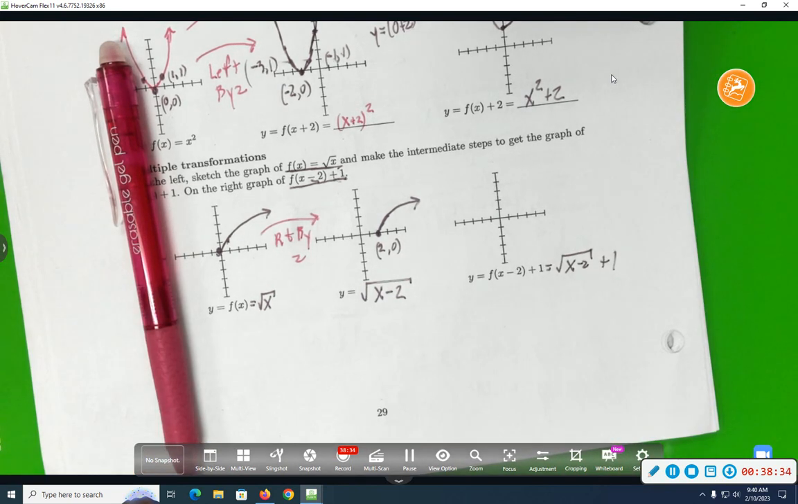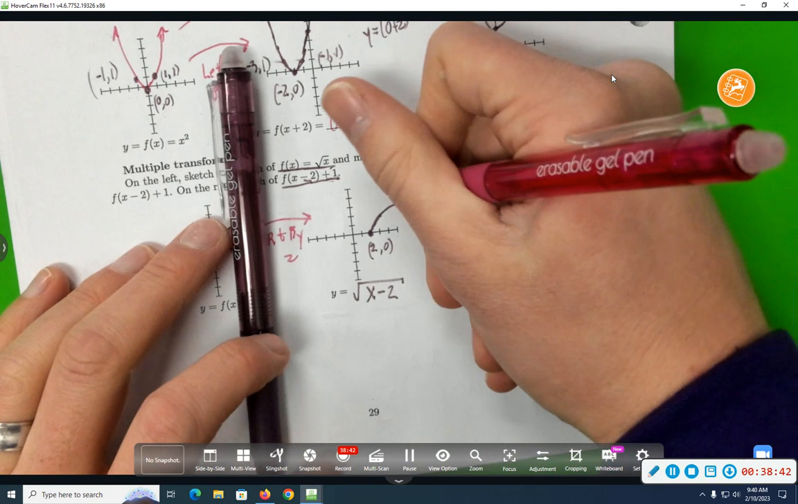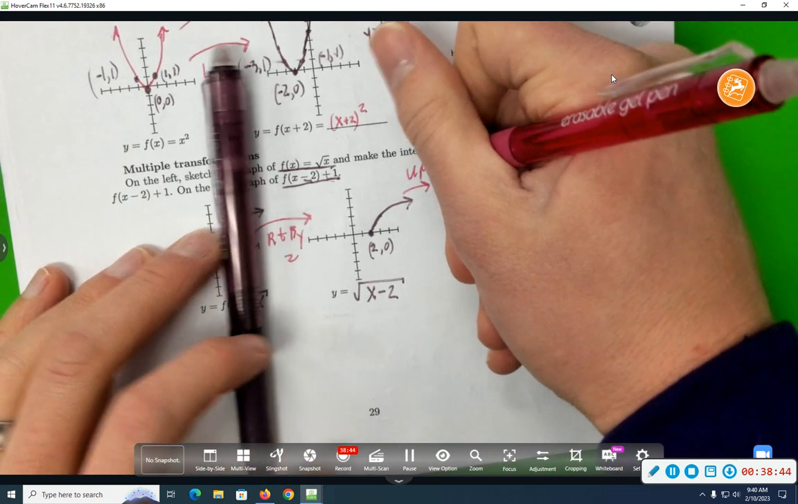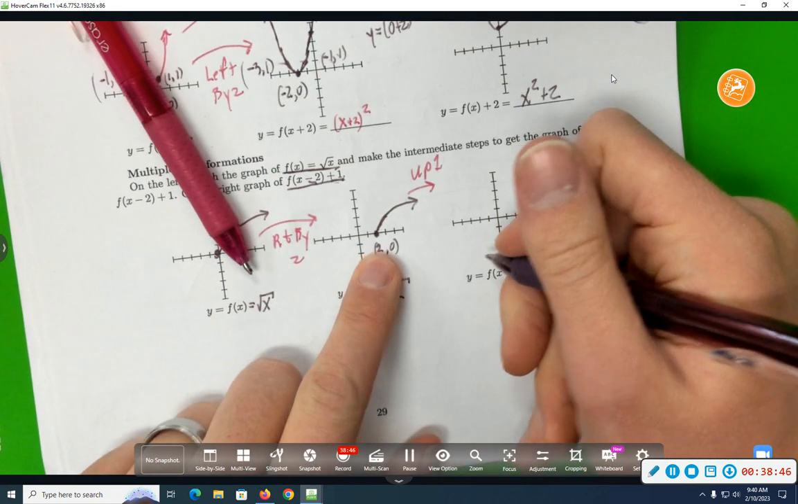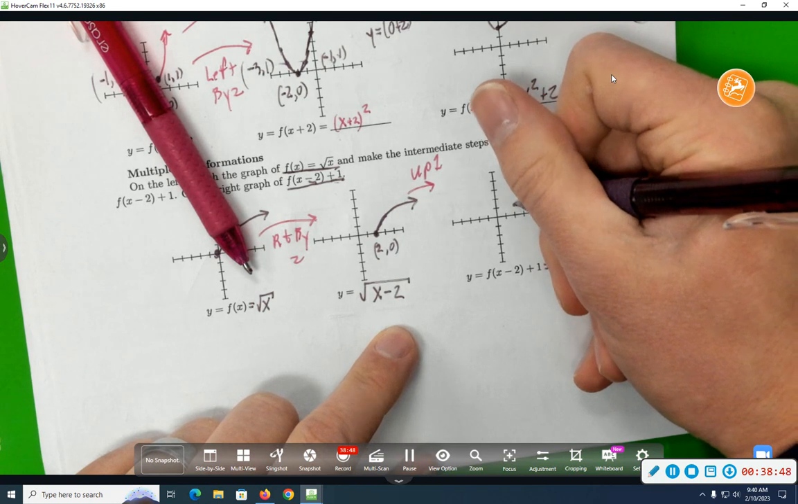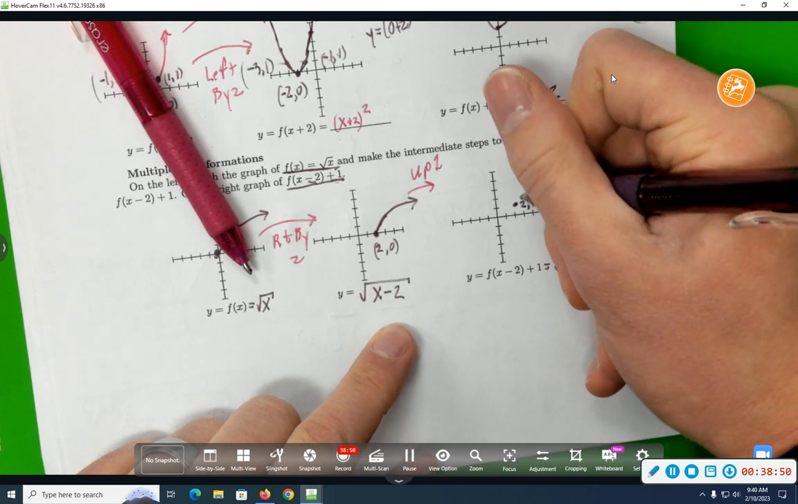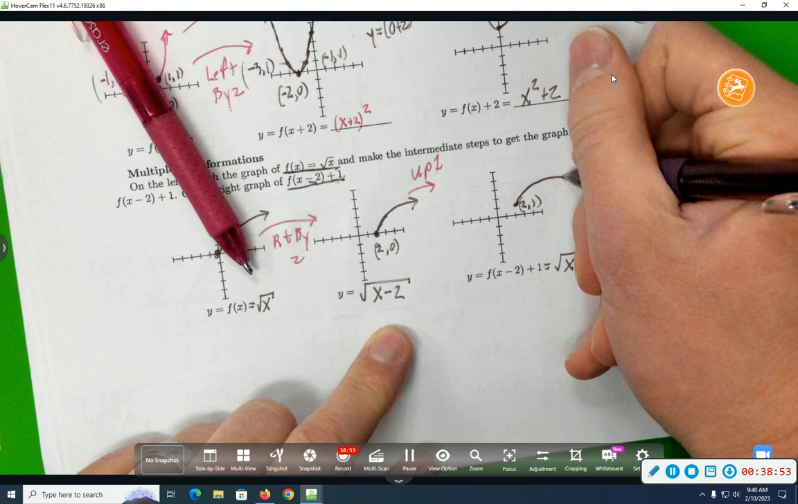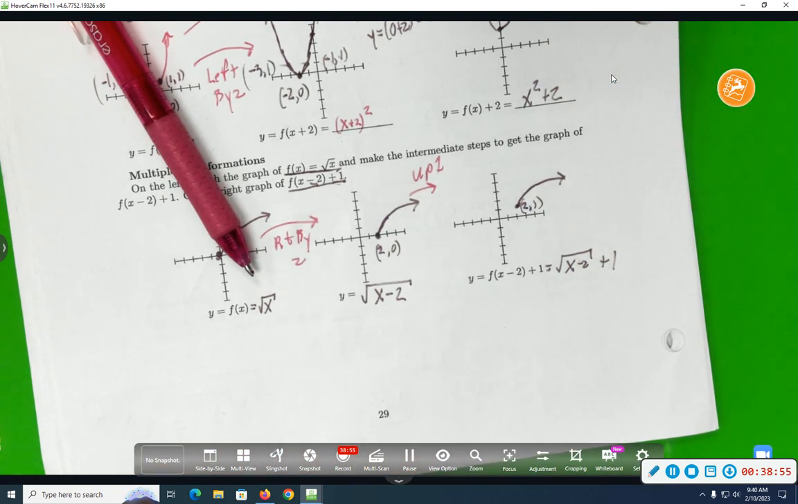How do you get the square root of x minus 2 plus 1 from that? What should I do next? Shift up 1? Excellent. So this point 2, 0 will now be the point 2, 1, because it's been shifted up by 1, and then we'll see something approximately square rooty looking. That feel pretty good?